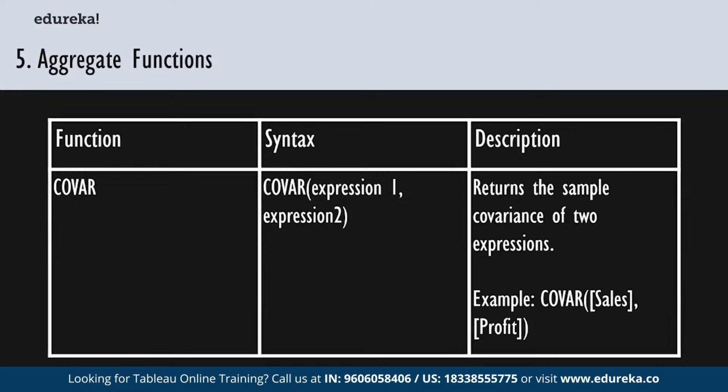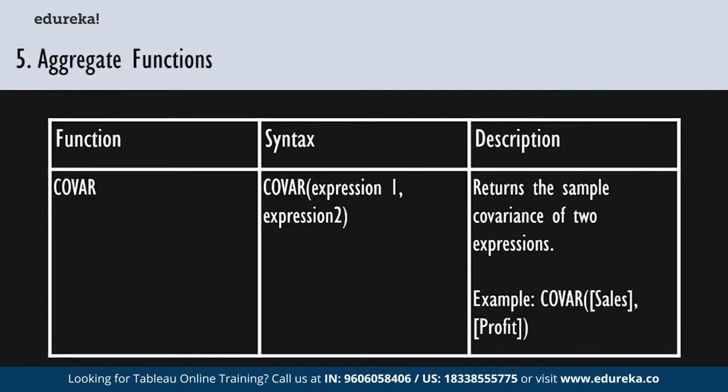This basically returns the sample covariance of two expressions. Covariance basically quantifies how two variables change together. A positive covariance indicates that the variables tend to move in the same direction, when a larger value of one of the variables tends to correspond to a larger value of the other variable on average. Now, the sample covariance is the appropriate choice when data is random and it is being used to estimate the covariance for a larger population.